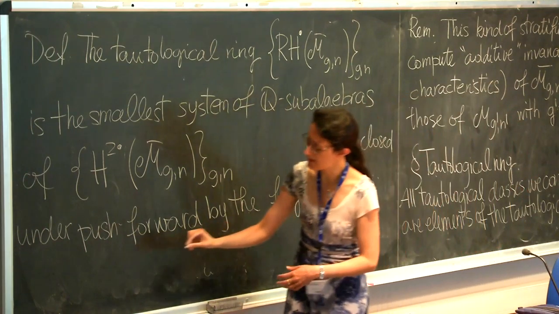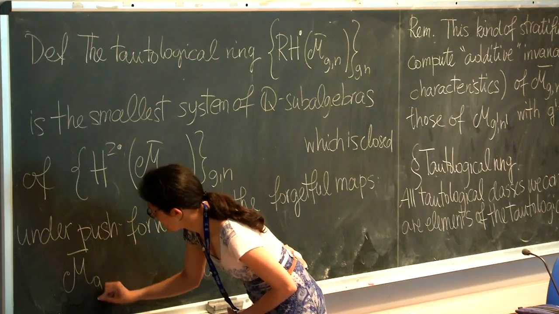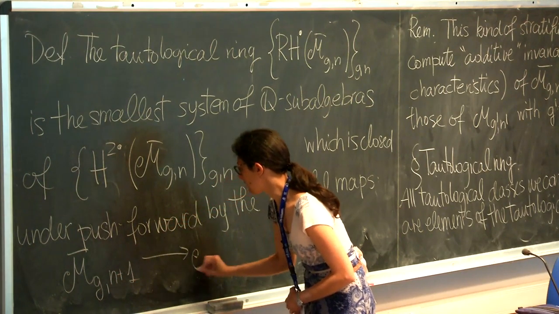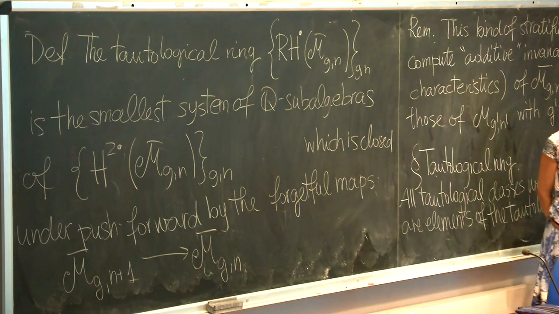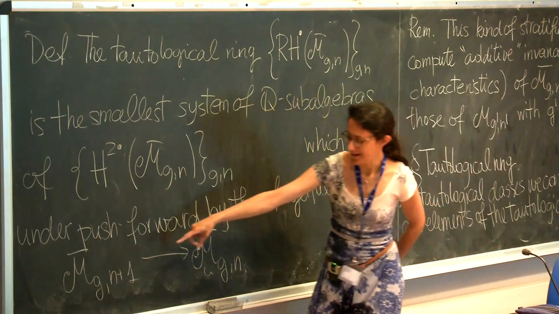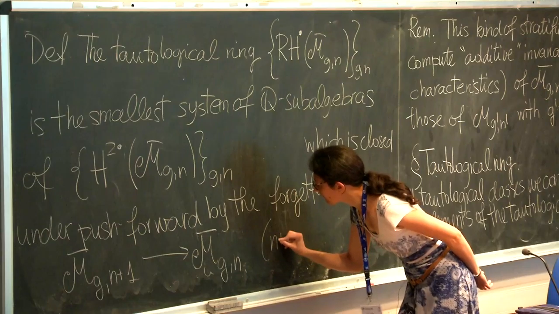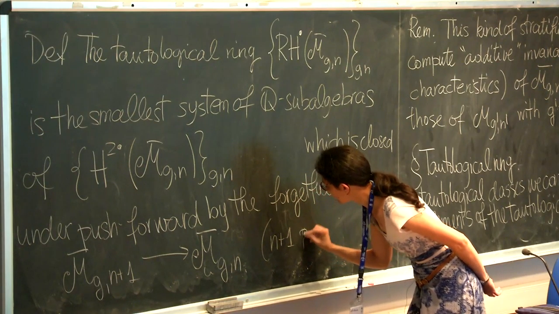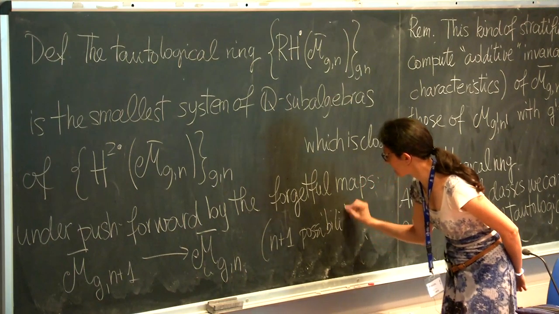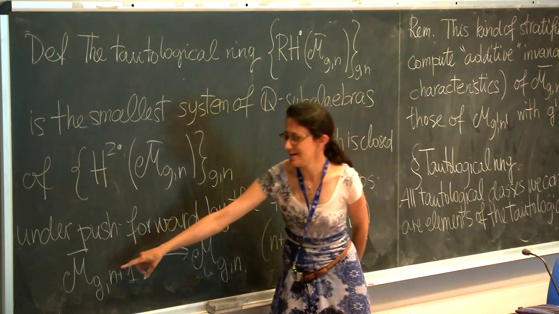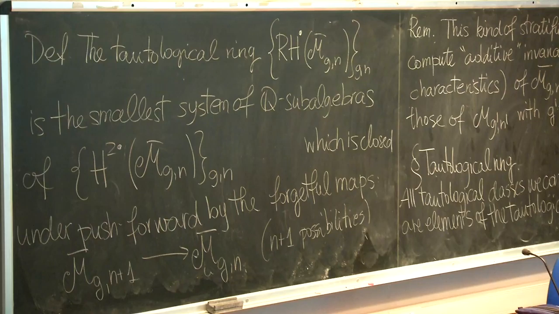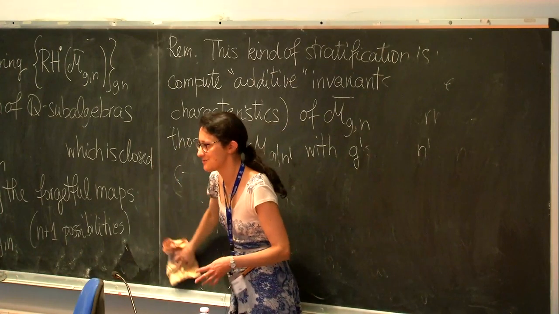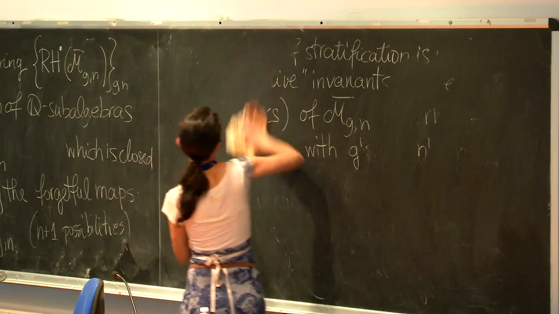The forgetful maps are just those that realize in all possible ways M_g,n+1 bar as a universal curve over M_g,n bar. Please notice that there are n plus 1 possibilities. So even if we fix g and n, we are free to forget any point here. Otherwise, we would get a theory which is not really symmetric. And then the gluing maps, but because we can always factorize gluing maps through other gluing maps, it's enough to do them for divisors.